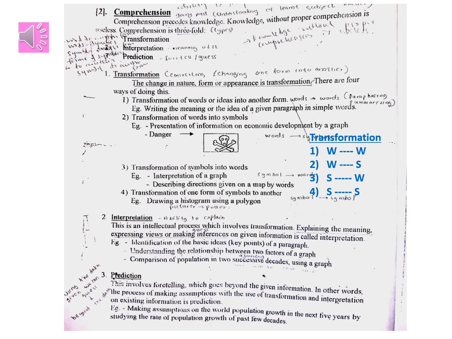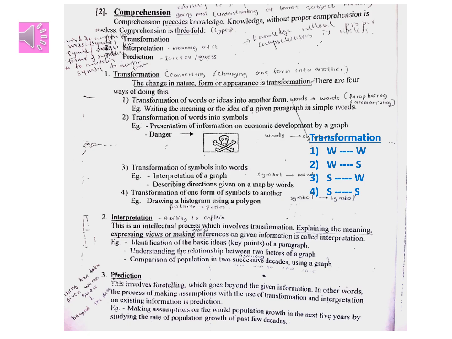Then comparison of population into successive decades using a graph. Successive decades means decade, 10 years. Successive means adjoining. 2000 to 2010. 2011 to 2020. Likewise. Comparison of population using a graph. So interpretation. Alright. Third one, prediction.